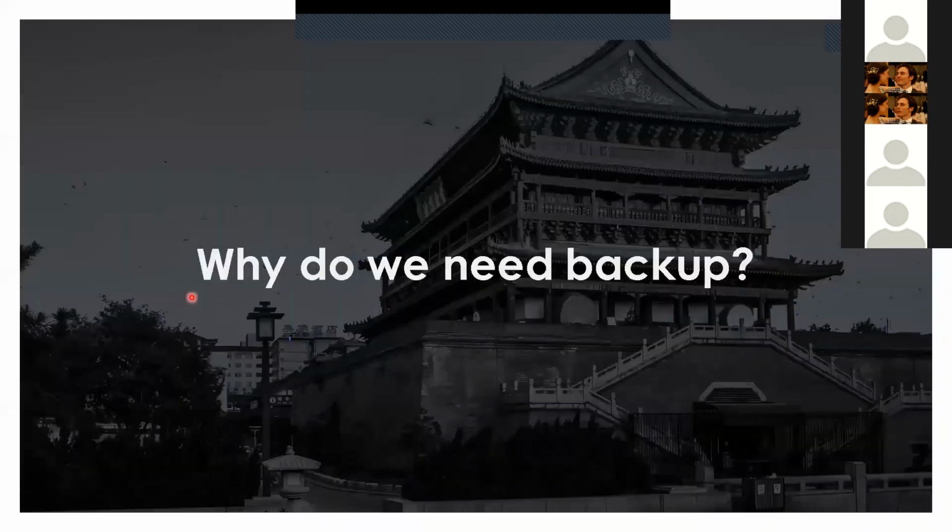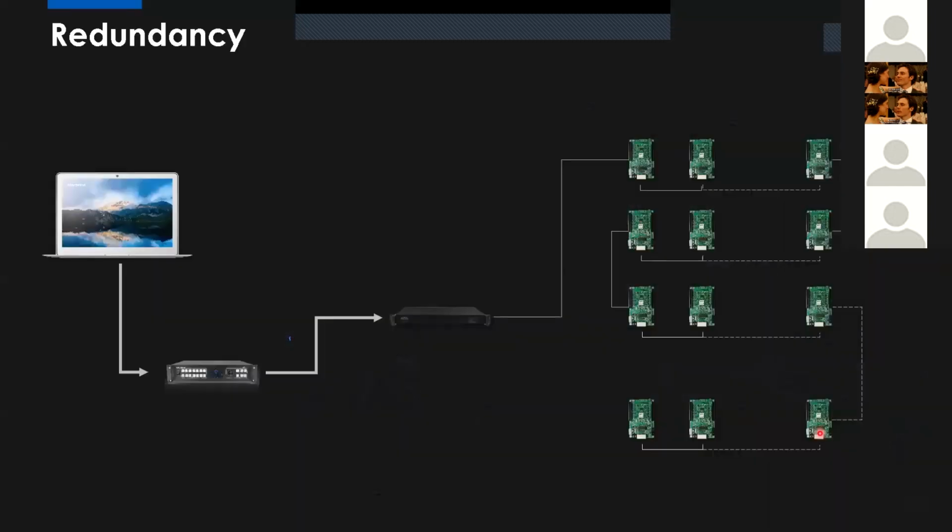I think everyone here should know why we need the backup. And the working condition is always the first thing that we really care about. Now here, this is a control system structure without redundancy. So normally, there is only one channel from the video source to the video processor, to the controller, then to the other receiving card. But what will happen if the data channel is broken?